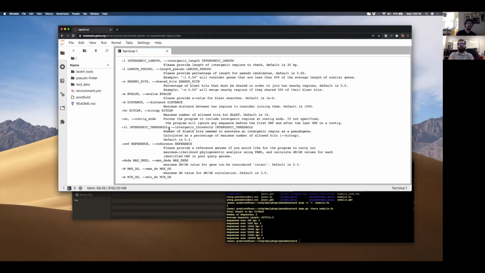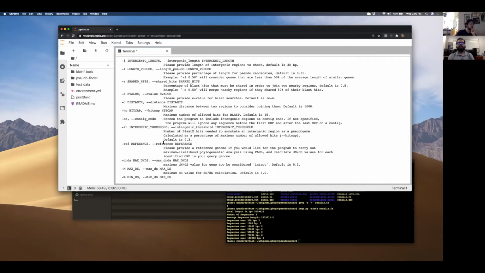And then the intergenic threshold, number of blast hits, right? So I talked about this during the slideshow. If you have some intergenic space that's blasted against the reference data set, how many blast hits does it need in order for it to be annotated as a pseudogene? It's calculated as a percentage of maximum hits allowed. So if maximum hits is 15 and the default is 0.3, that means you need at least five hits to call a particular intergenic region a pseudogene.